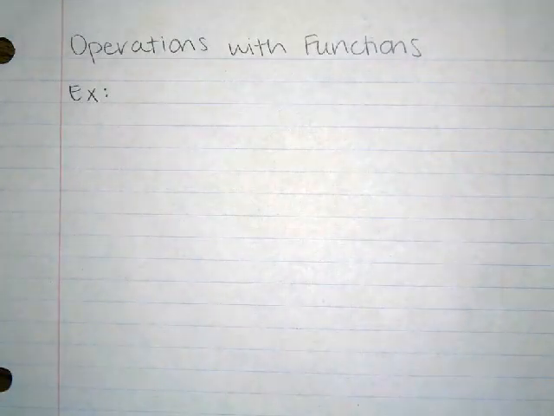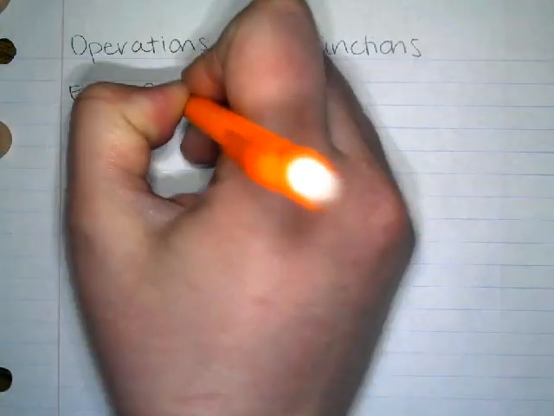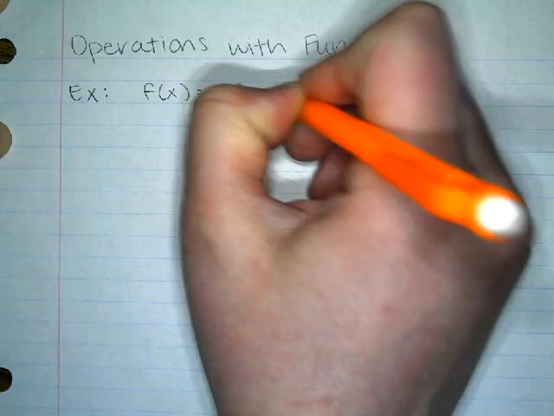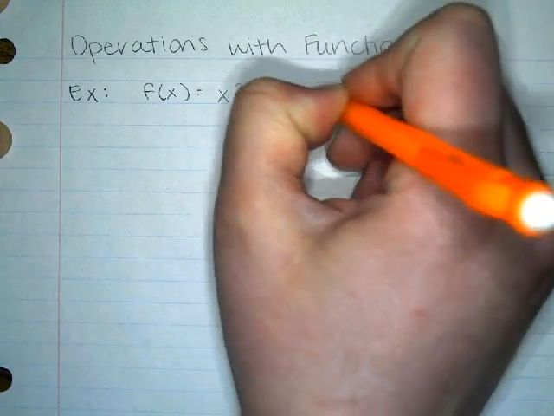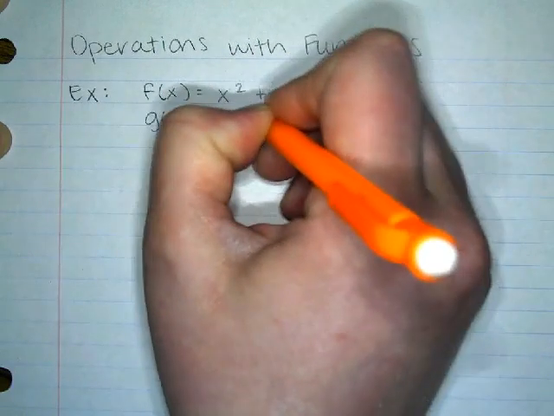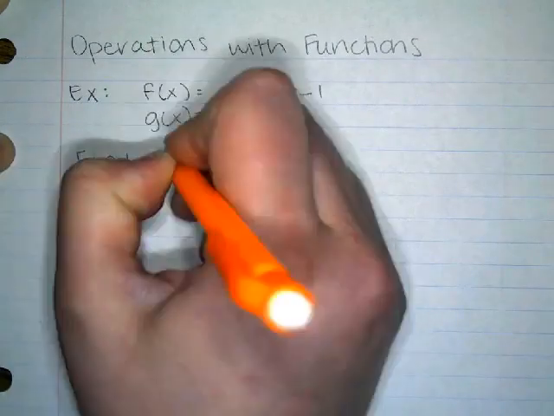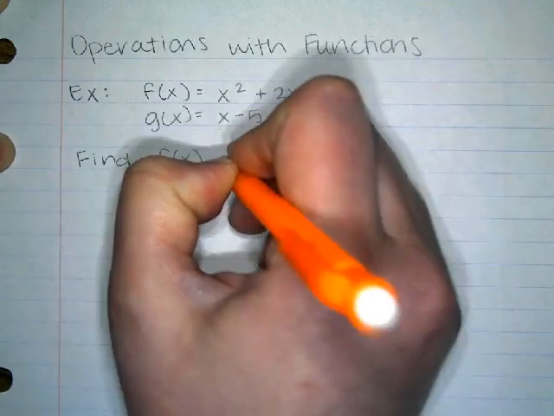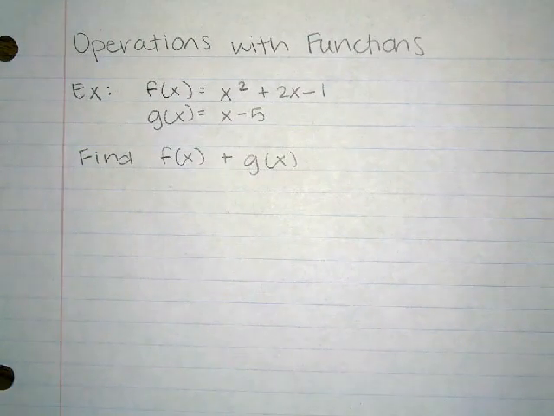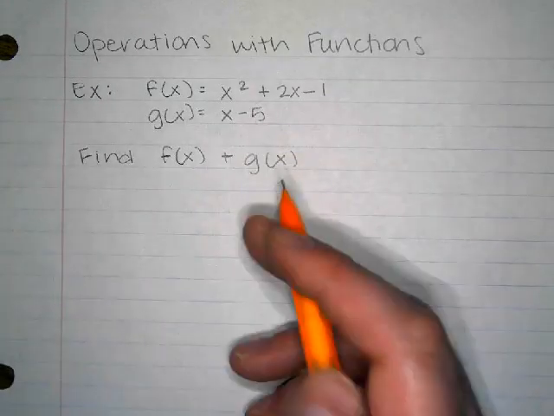Okay, so for the first example, we're going to say that we have two functions. We have f of x is x squared plus 2x plus 1. Sorry, minus 1, x squared plus 2x minus 1. G of x is x minus 5. And if we had to find f of x plus g of x, this is a function operation because I have two different functions. I am adding them together, which is an operation.